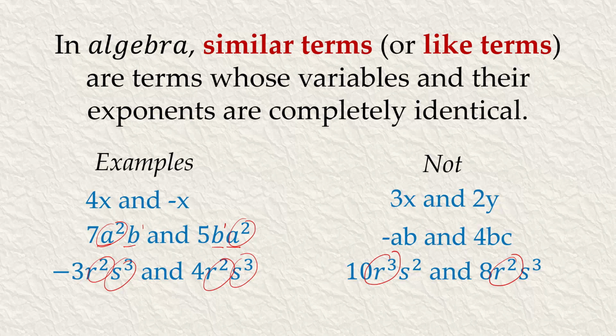Now, why is this very important? Because when you start performing operations, especially in polynomials, only the ones that are similar are the ones that you can add or subtract. So for example, the first two terms here, we have a 4x and a negative x. Can we add them? Yes. 4x and negative x, there's an answer to that, and that's 3x.